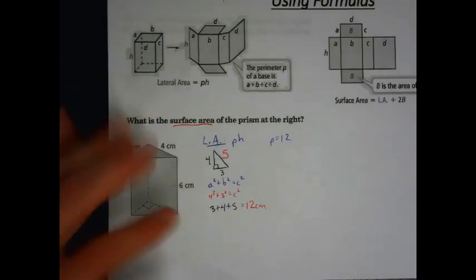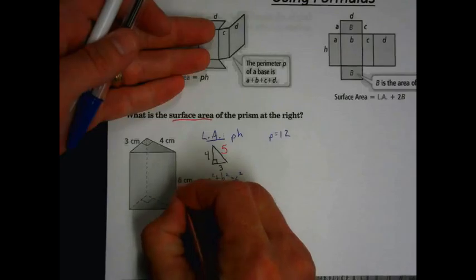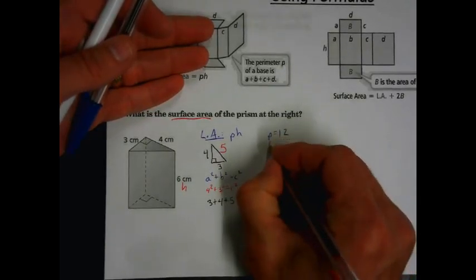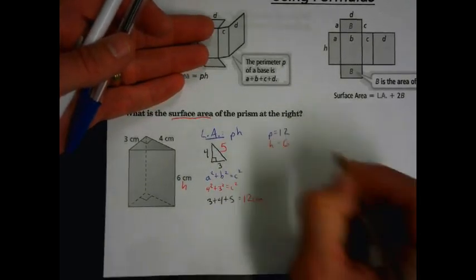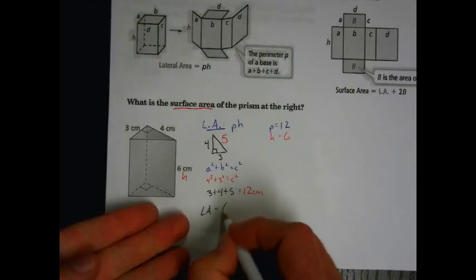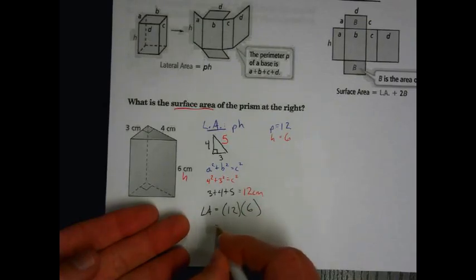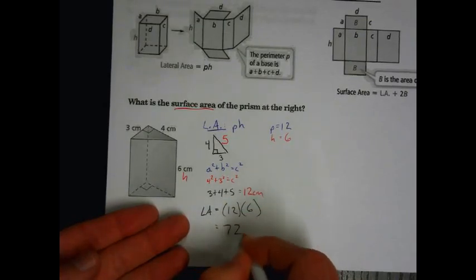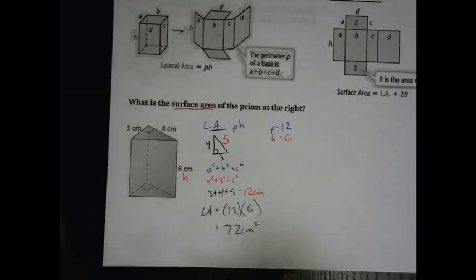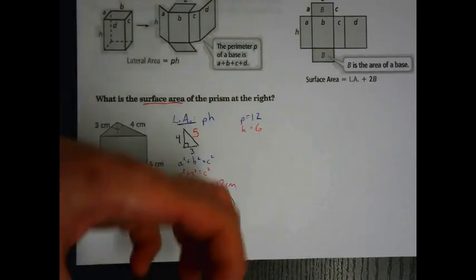So we look at our prism. We can see the height is given as 6. That is our height. Well, that's convenient. So we have our height is 6 centimeters. So therefore, lateral area will be the perimeter of the base, which is 12, times the height, which is 6. So our lateral area will give us 72 centimeters squared. Okay, we now have found our lateral area. That's the way around the side.